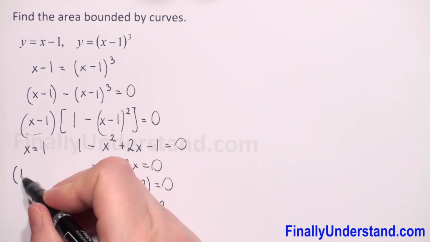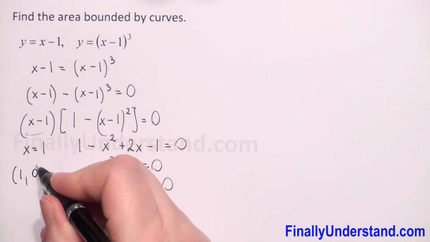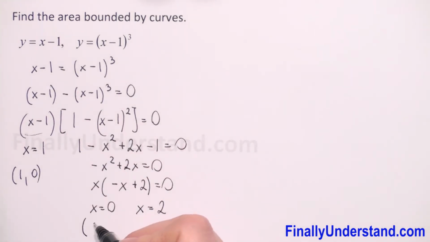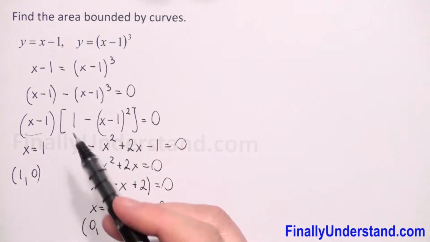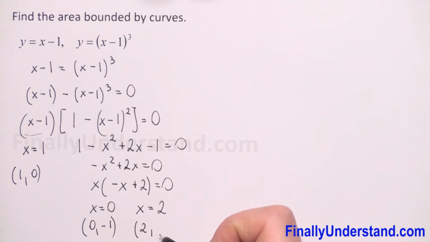So for x equals 1, we will have 1 minus 1, which is 0. Now for x equals 0, y will be 0 minus 1, which is minus 1. And for x equals 2, the second coordinate will be 2 minus 1, which is 1. So we got three intersection points.